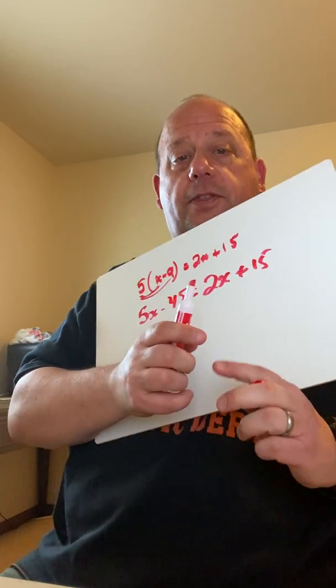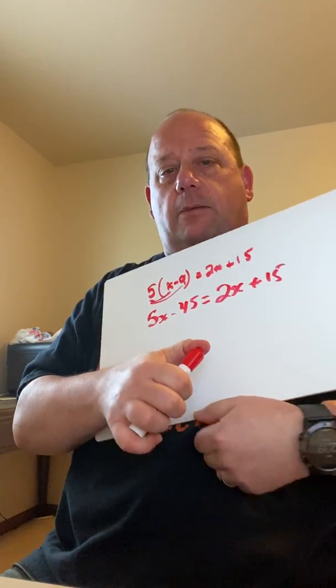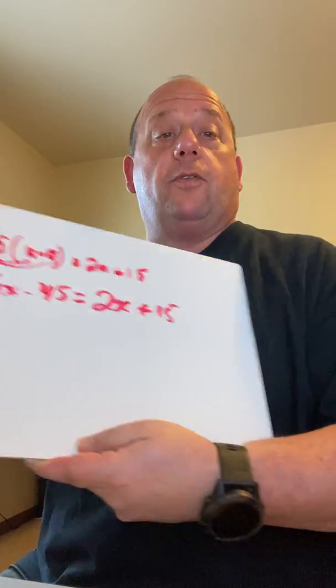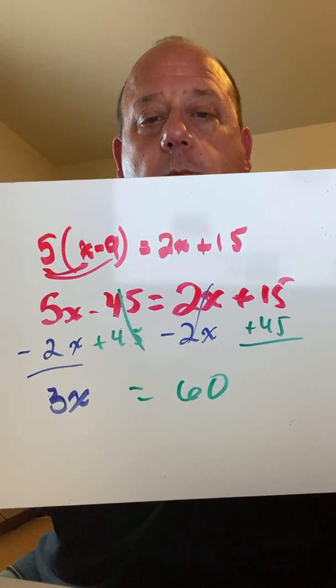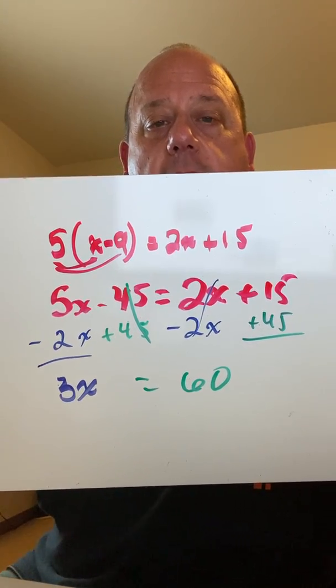So if I move the 2 over with the 5, that means I've got to move the 45 over with the 15, just to balance it out. I'll show you in a few seconds while I write it out. If I subtract the 2x from both sides, it leaves me with 3x. But if I subtract the 2, that means I've got to add 45 to balance this out. And 45 plus 15 is 60. So this is what this problem looks like.